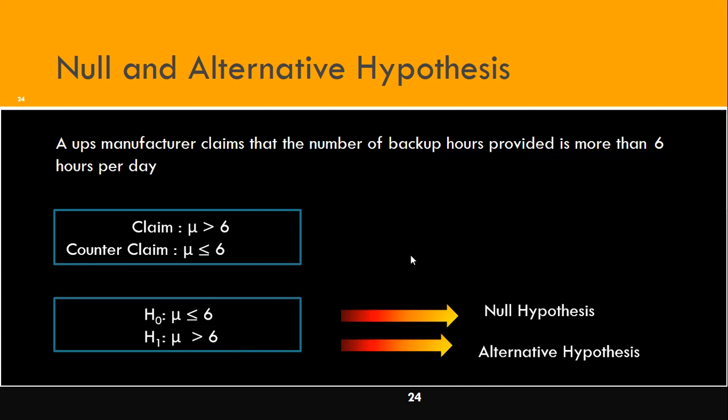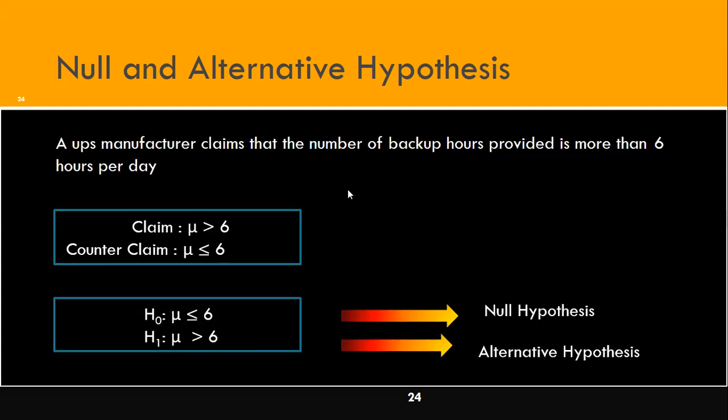So here, what I want to test, I put in the alternative hypothesis. What I want to reject, I put in this one. But again, it depends on the statistic value. You decide whether you are going to reject or not reject.